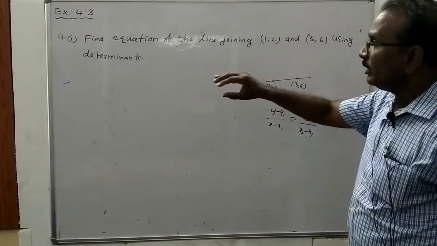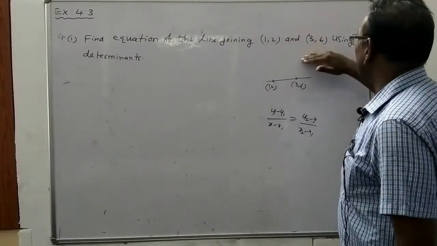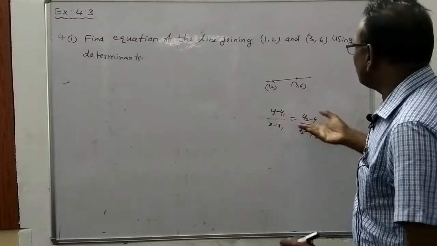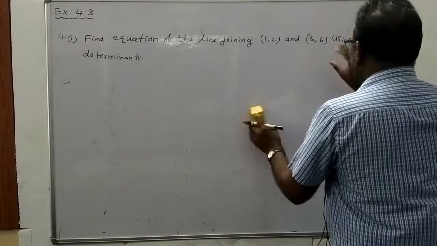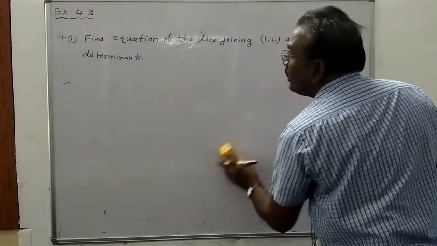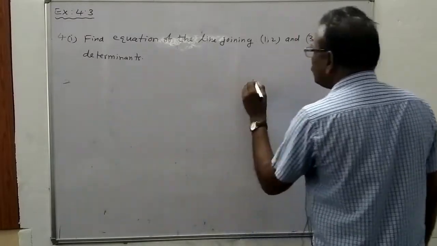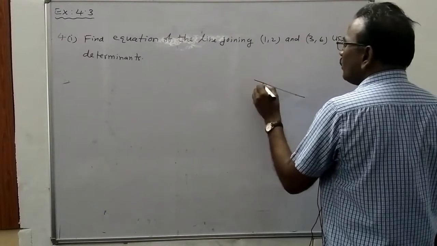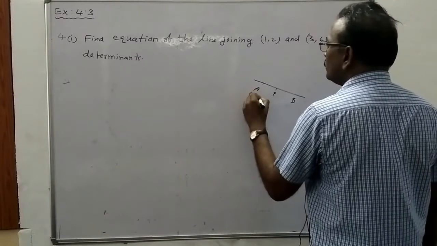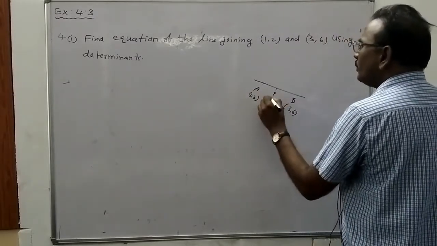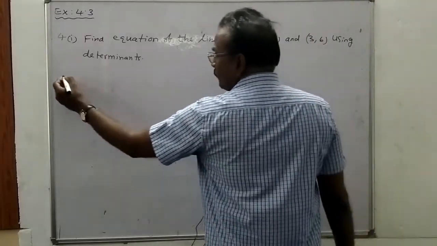You are clearly asked to find the equation of a line joining 2 points using determinants. Using the 2-point formula there is no use, though you get the same answer. So to find the equation of a line, we take one general point P. Here A is (1, 2), B is (3, 6). The solution is very, very easy.